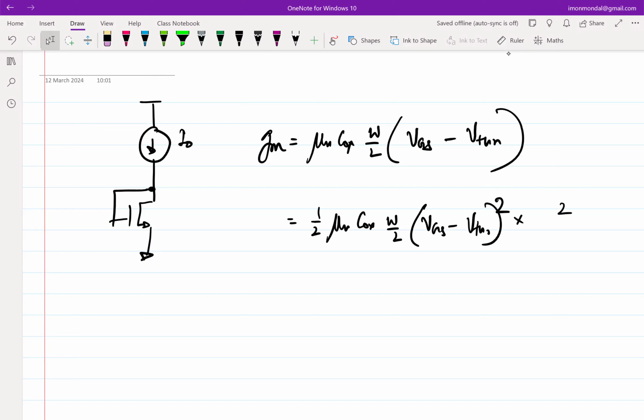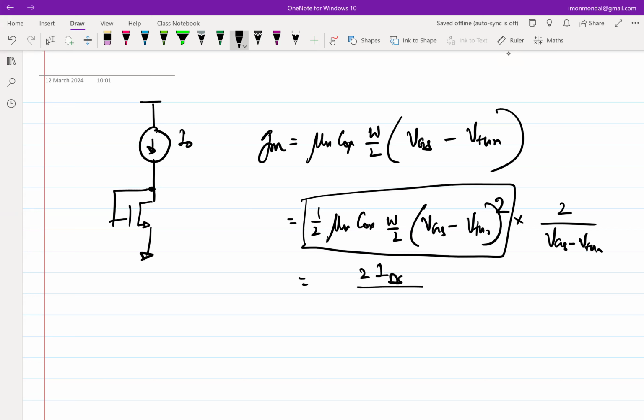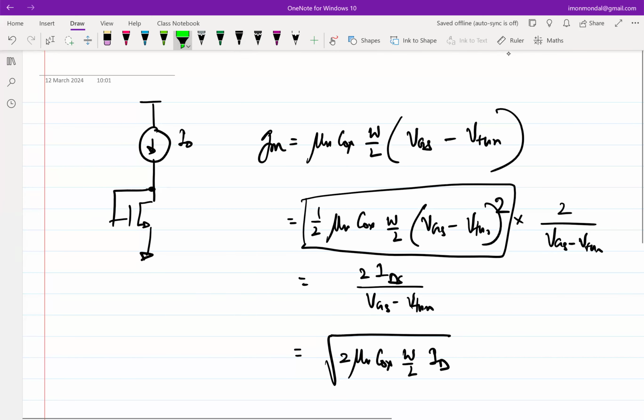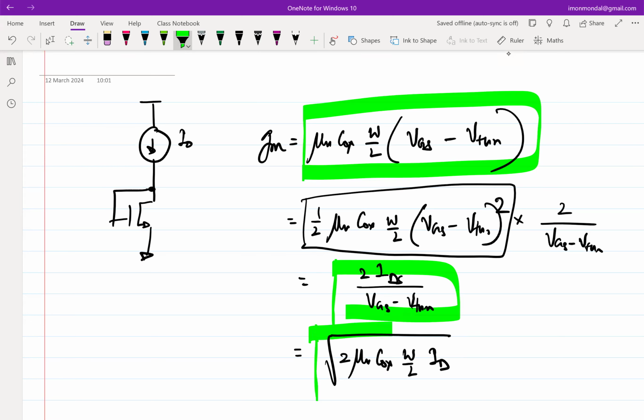Times 2, right? So this can be expressed in the form where this is ID, so I'll write it as 2 IDS by VGS minus VTHN, right? Similarly, I can express GM in another form, which is the square root of 2 mu n C ox W over L times ID. Right? You replace ID with the ID equation, then you will see that everything falls back to this term. So all three highlighted expressions are valid. They are pointing to the same expression for GM, but written in another way.